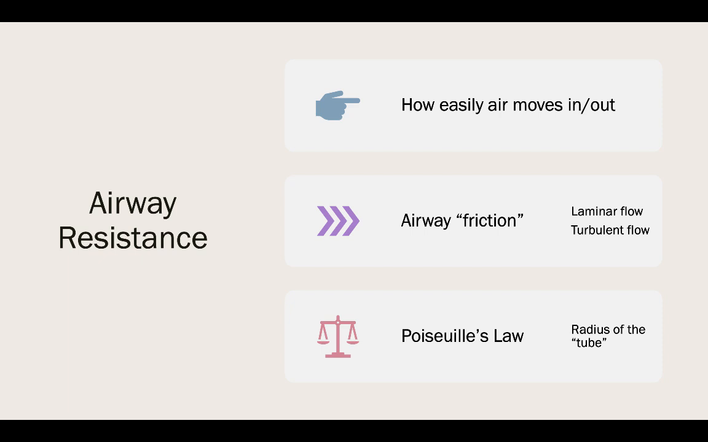And this goes into, remember, Poiseuille's law, and that the radius of our tube, the size of that tube, tells us how much flow we can get through it. So the larger we can make our tube, in this case our airway, the more flow, the more air we can get in and out of it.